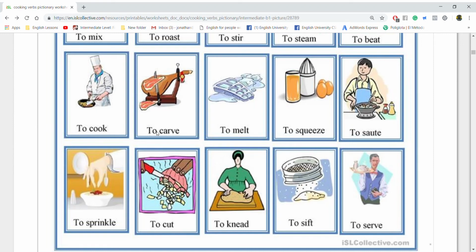To cook. To carve. To carve. To knead. To squeeze. To saute. To serve. To sift. To knead. To cut. To sprinkle.